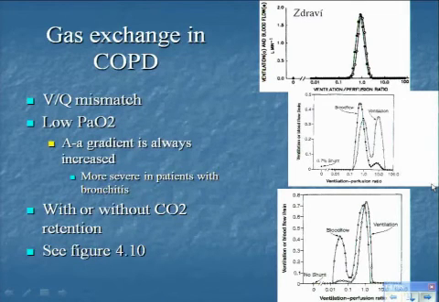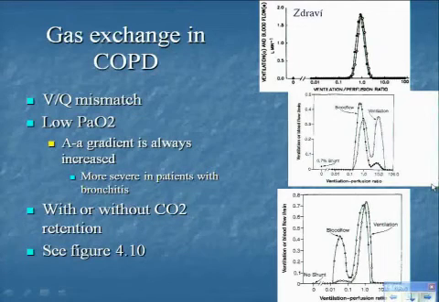Gas exchange, you see a VQ mismatch, low PaO2s with or without CO2 retention, depending on which part of the gamut they're in. If they're in between A's and B's, you'll see some CO2 retention, but it's really the B's that get more of the CO2 retention.